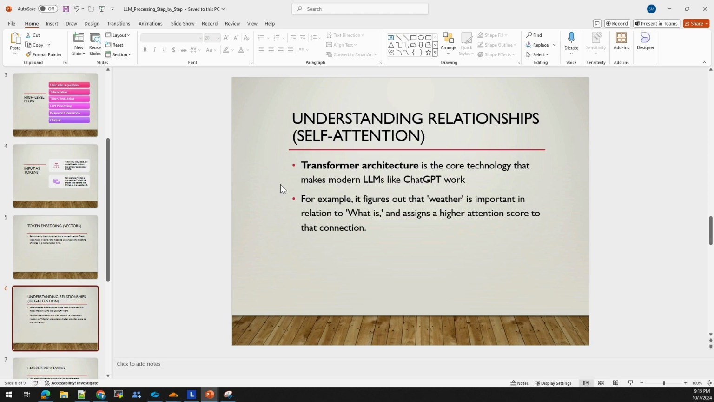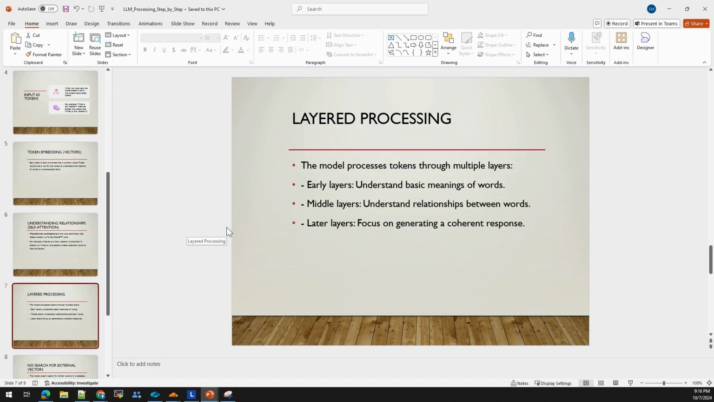Imagine a classroom full of students. Each student is nothing but a token, trying to understand how they relate to others. Self-attention is like a teacher who helps everyone understand their place in the conversation. The LLM figures out which words are most important and how they connect to each other. In our example, it figures out that weather is important in relation to what is, and assigns a higher attention score.